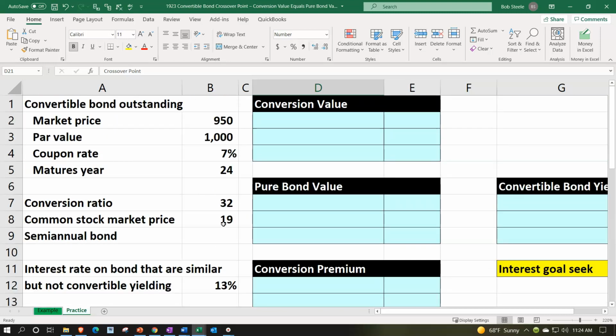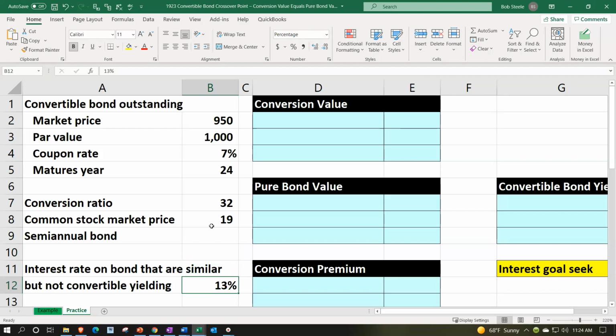So the convertible bond outstanding market price is going to be the $950. That's what the convertible bond is selling for on the market. Par value, $1,000. The coupon rate, 7%, matures in 24 years. The conversion ratio, meaning how many shares the bond could be converted into, would be 32 shares of the common stock. The common stock market price, meaning what the shares that they could be converted into currently are selling for, is $19. The interest rate on bonds that are similar but not convertible is 13%.